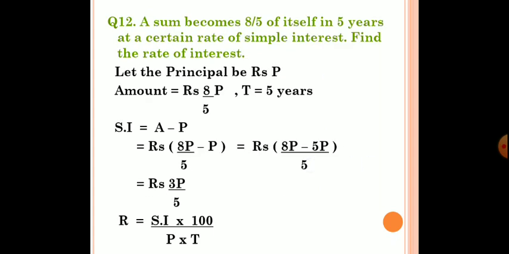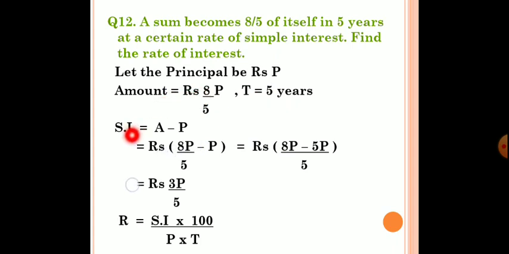The next question, question number 12. A sum becomes 8 by 5 of itself in 5 years at a certain rate of simple interest. Find the rate of interest. So here neither we have the principal, nor the rate of interest mentioned in the question. So let us assume that the principal is rupees P. The amount, it has been said in the question, is 8 by 5 of the principal. So 8 by 5 into P, and time is given as 5 years.